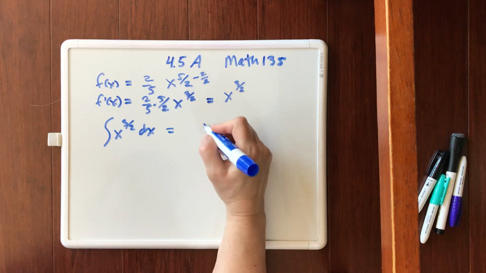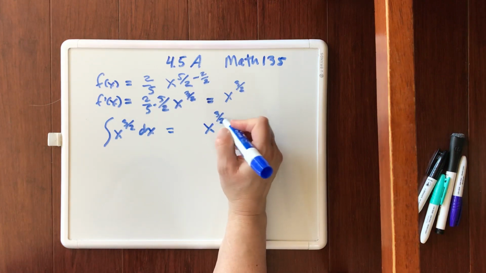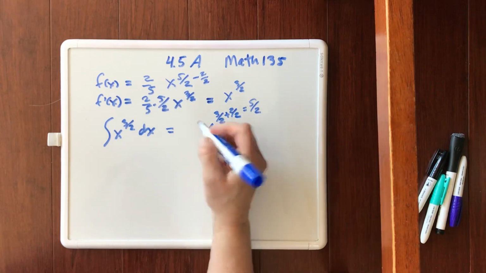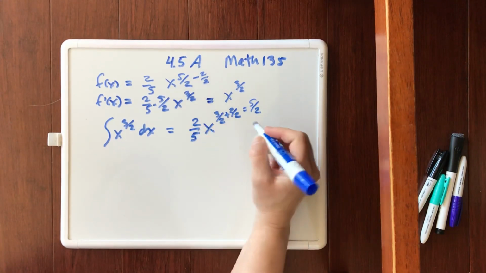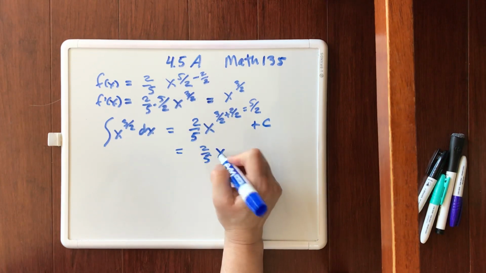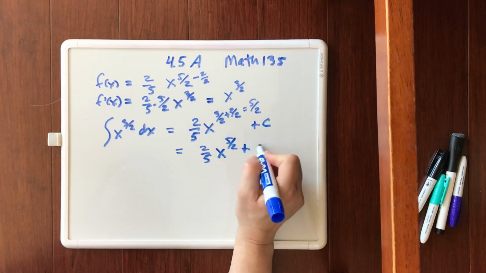Here we minus 1, so we're going to add 1. And whatever that answer is, we're going to multiply by the reciprocal, plus c. So our answer is 2/5 x^(5/2) plus c.